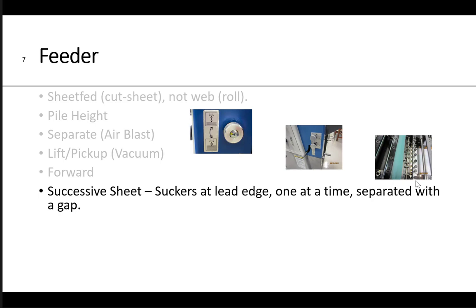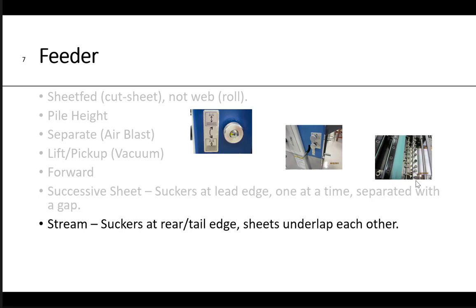Now there's two types of feeders. There's a successive sheet feeder, which picks up the sheet at the lead edge. Therefore, you can only pick up one sheet at a time, and the sheets are separated with an air gap. A more professional system is called a stream feeder, where the vacuum suckers are located at the rear or the tail edge of the sheet, and the sheets get underlapped under each other.